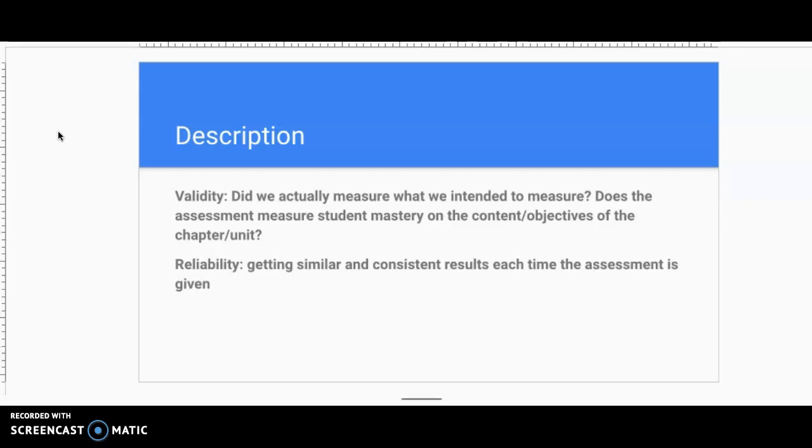to master. And then with the reliability, as I already said, year in and year out, are we getting similar results on the assessment? Is it reliable? Which the results should be pretty similar year in and year out, despite the differences that you might have in your classes. Some years you might have higher achieving kiddos. Some years they might be lower, but ultimately still the results should be reliable.